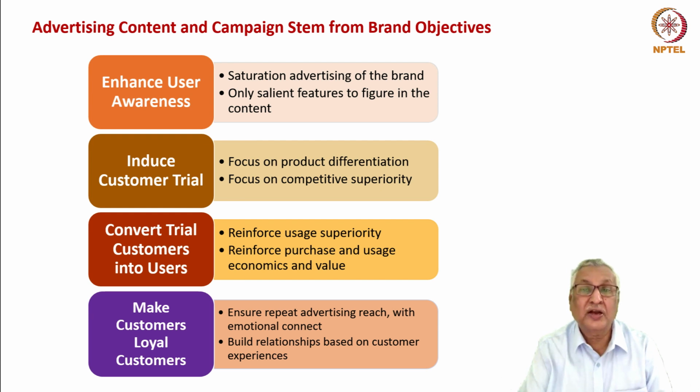At this point, we have to do saturation advertising of the brand so that everybody gets to know that this is the brand one needs to understand. Second, only salient features to figure in the content. We don't want to confuse the user or the potential user by providing all kinds of features when the objective of the company is to just get the brand and the product known.